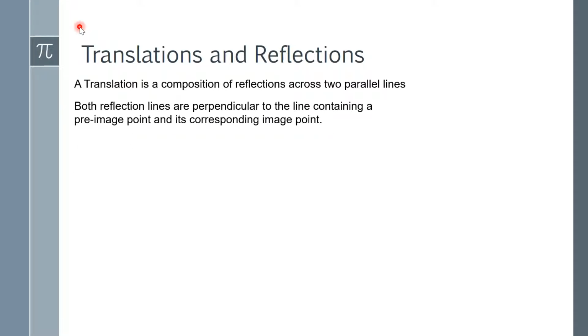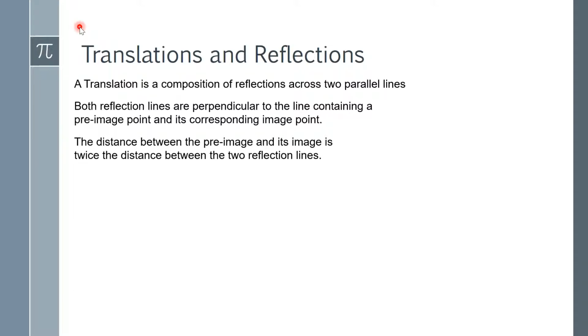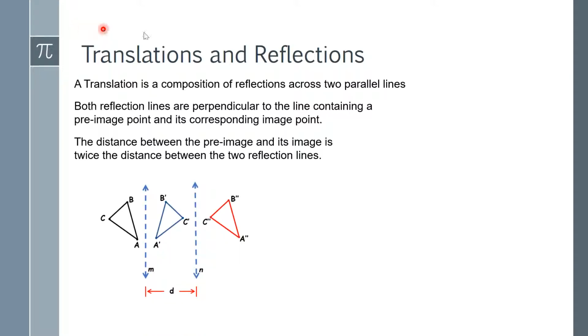So both reflection lines are perpendicular to the line containing the pre-image point and the corresponding image point. Well, that'll be clear in the picture in just a second. The distance between the pre-image and its image is twice the distance between the two reflection lines. So basically what this is saying, both reflection lines are perpendicular to the line containing the pre-image and its image point. So if we drew a line right here that connected A prime and A double prime, it would be perpendicular to the lines of reflection.